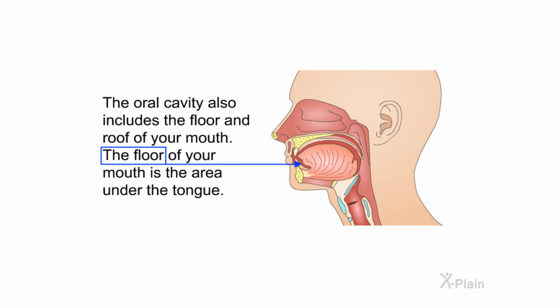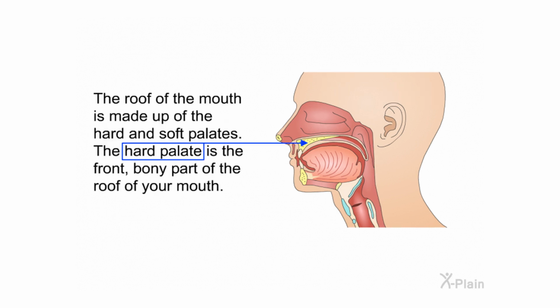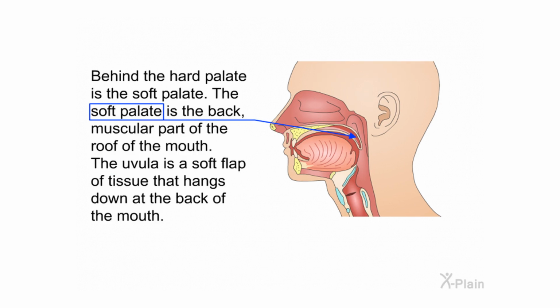The floor of your mouth is the area under the tongue. The roof of the mouth is made up of the hard and soft palates. The hard palate is the front bony part of the roof of your mouth. Behind the hard palate is the soft palate. The soft palate is the back, muscular part of the roof of the mouth. The uvula is a soft flap of tissue that hangs down at the back of the mouth.